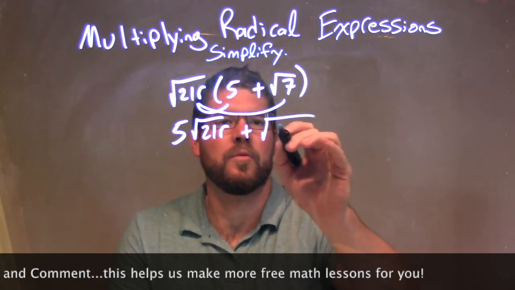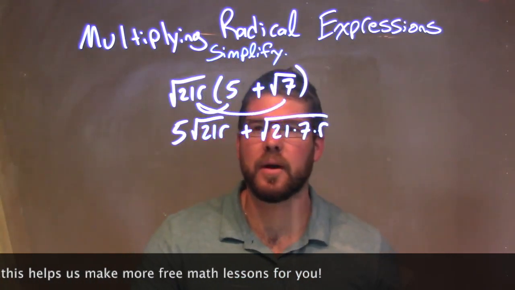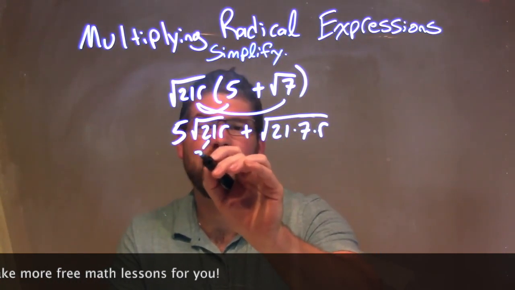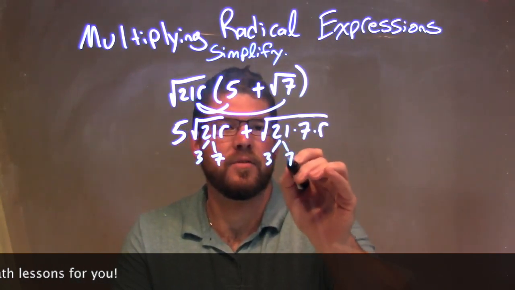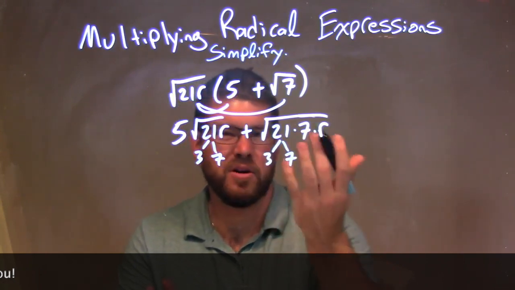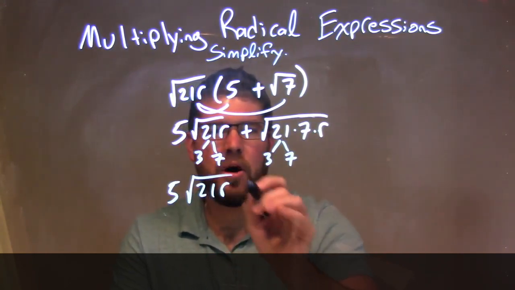Put it under one big square root: 21 times 7 times r. Right there. Okay? Well, let's see what we can break down. 21 is 3 times 7, and that's it. And so here we have 3 times 7 as well. There are no pairs I can pair up here, 3, 7, r, nothing I can pair up, so we just have 5 square root, keep it as a 21r.